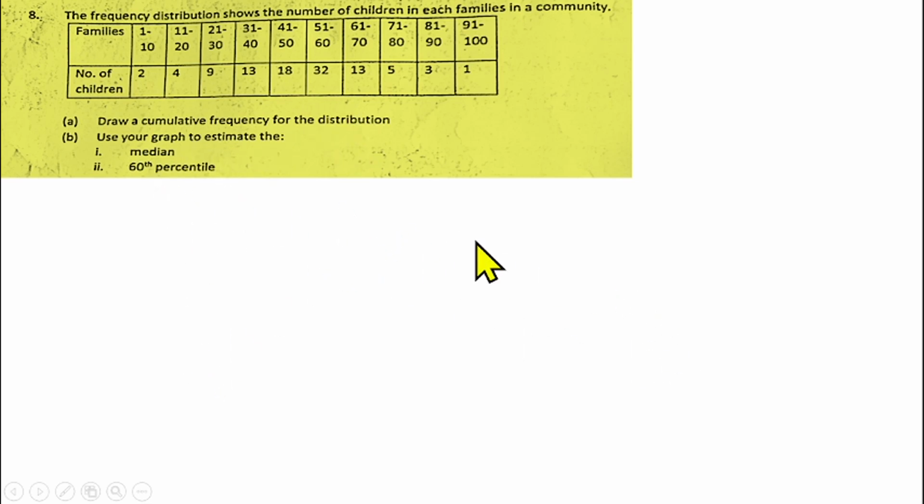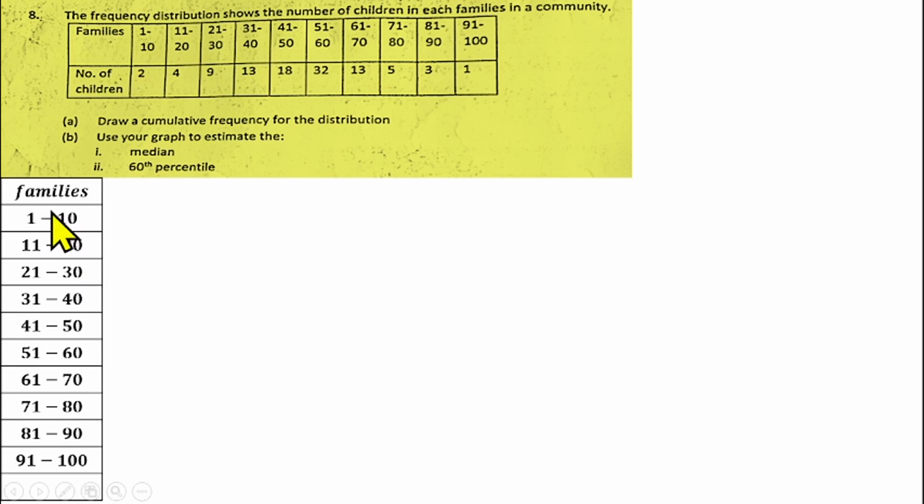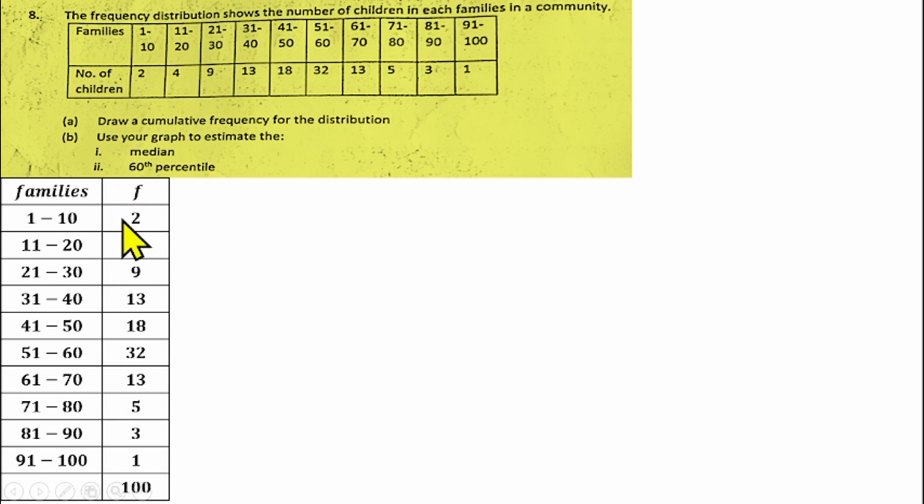So before we can draw a cumulative frequency curve, we need to have a cumulative frequency table. And how do we get the cumulative frequency table? We already have the frequency table given to us. We have the family, which is having the class intervals, and we are given the frequency, which is the number of children they have, and the total frequency here is 100. So this is the frequency table given to us.